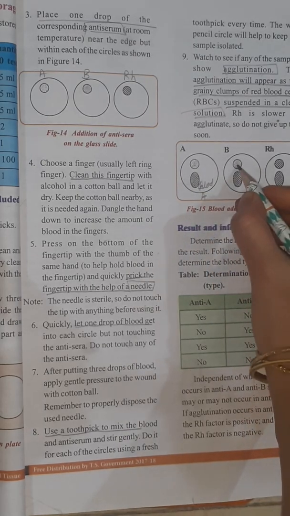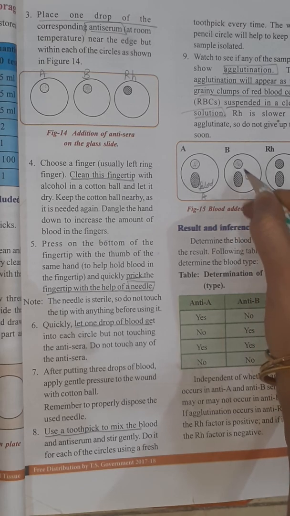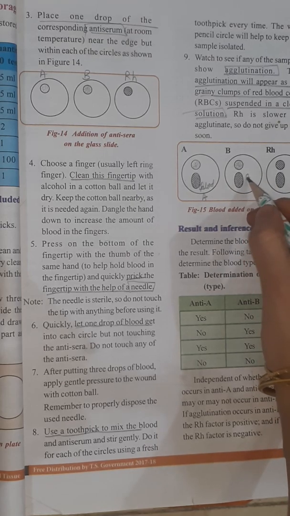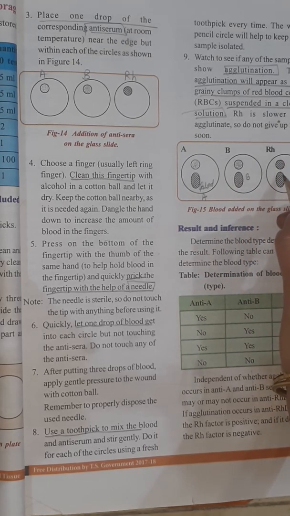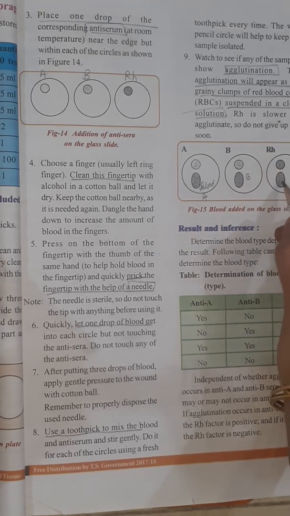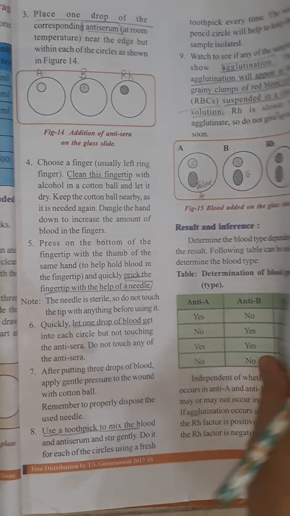Now if blood clot happens here, it indicates that this blood group is B. If it does not happen, it might be A or O. Now here we have taken antisera RH. If RH is there in your blood group and it clots here, it indicates RH positive. If it is present, it is RH positive. If it does not clot, it is RH negative.